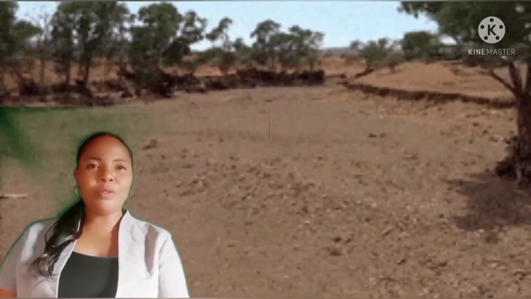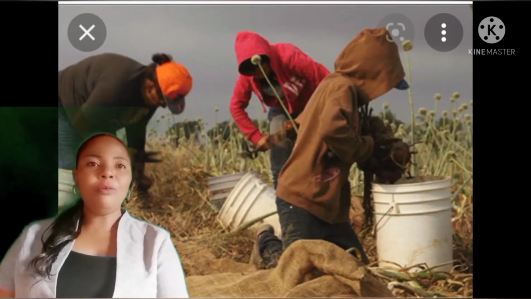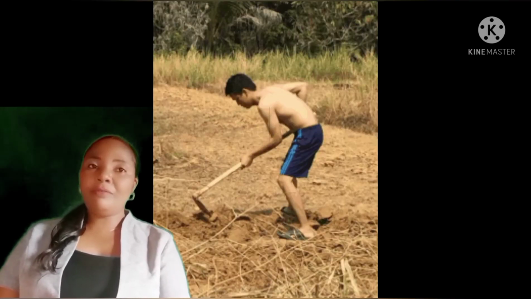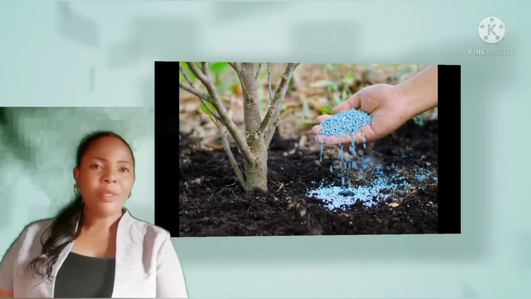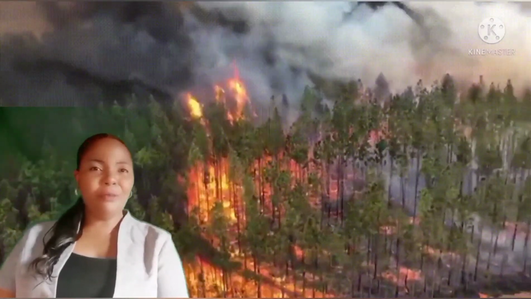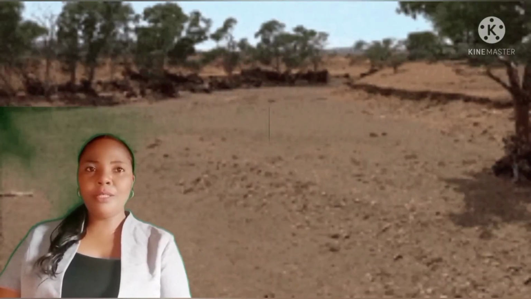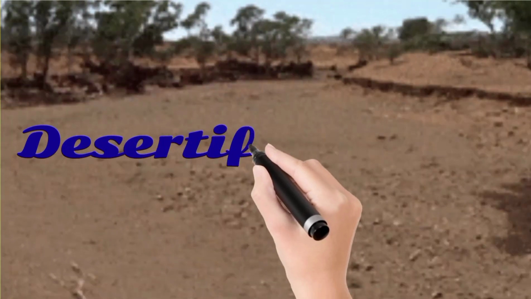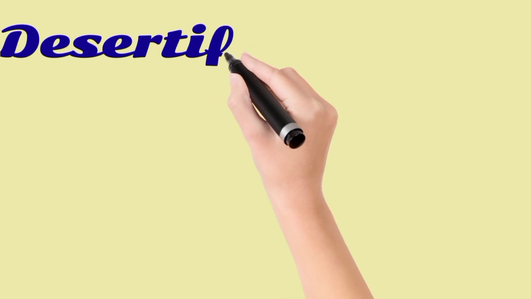And this is as a result of human activities such as overexploitation of the farmland, overcultivation of the farmland, excessive use of chemicals, bush burning, and name them all. And this will actually lead us to the lesson, which is desertification. Desertification is another example of environmental hazards. So let's quickly look at the meaning of desertification.